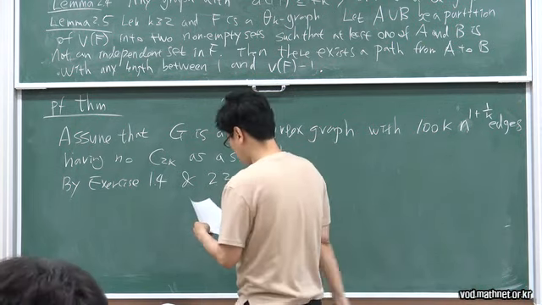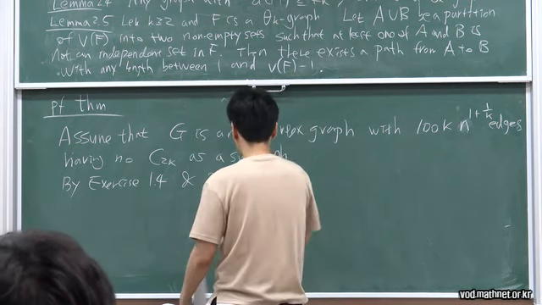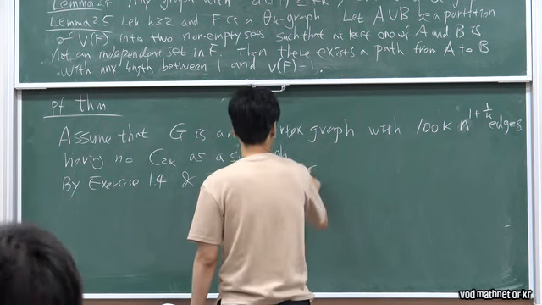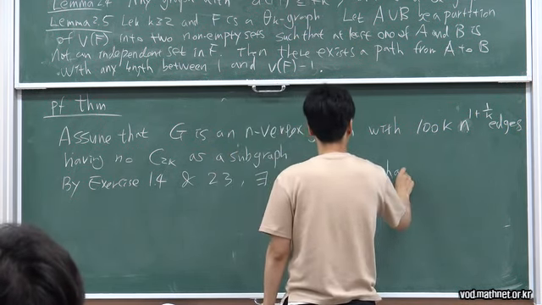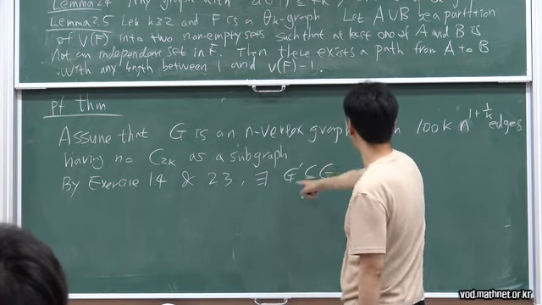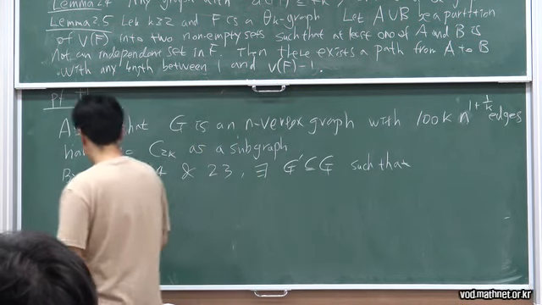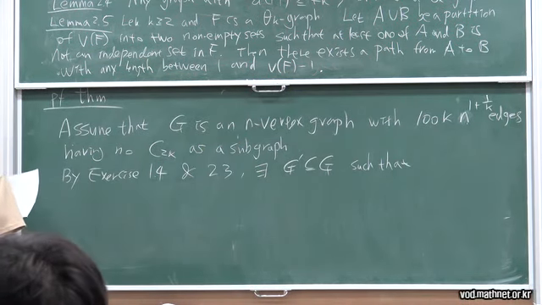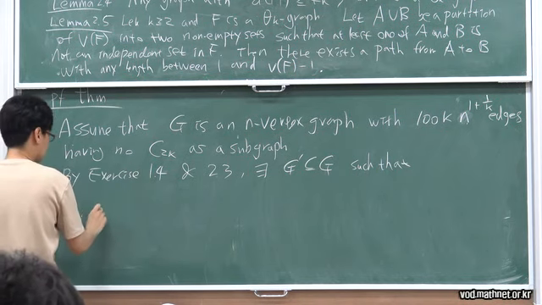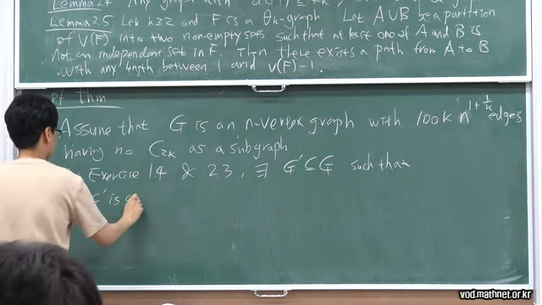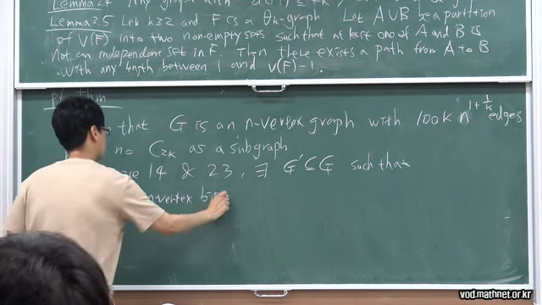So what we obtain is that we have a subgraph G prime, which is a subgraph of G, such that, let's just say, this G prime could have a smaller number of vertices than n, but just assume that this G prime contains n vertices. So G prime is an n-vertex bipartite graph.